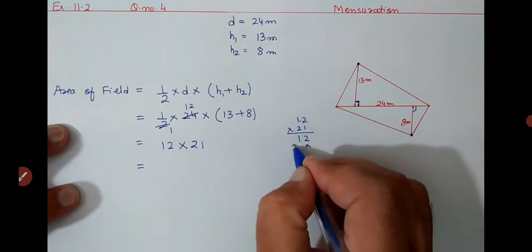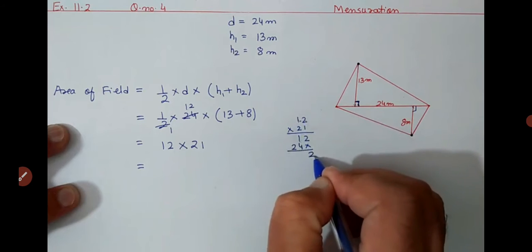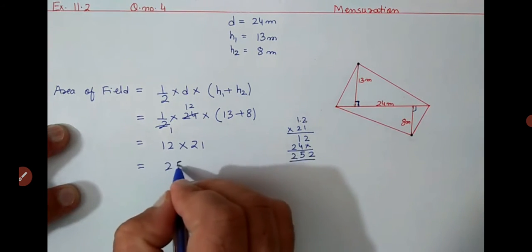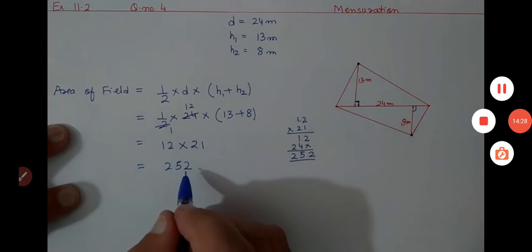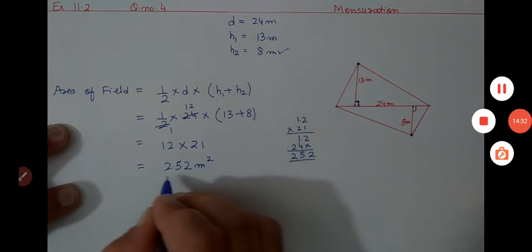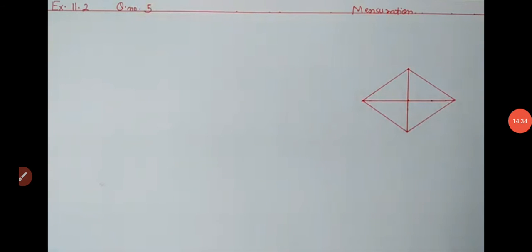Then you can get 252. Okay, so your answer is 252. Area है, that means meter square. Okay, understand? Now see question number 5.